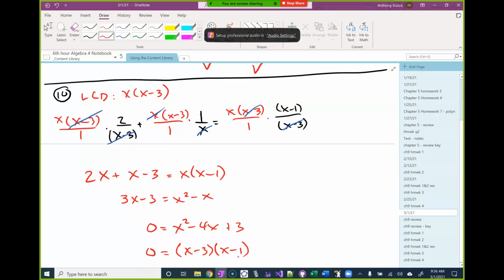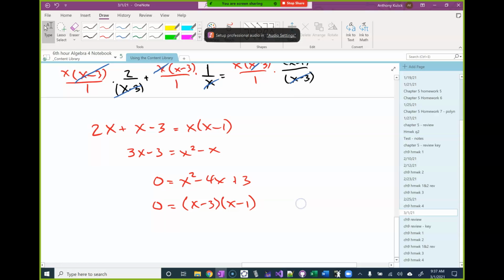Oh, I see what you did. All right, I got that. Or you could use the quadratic formula there if you prefer. That's fine also. So to solve this, I set each of them equal to 0, and I get 3 and 1. All right. Now I need to check.